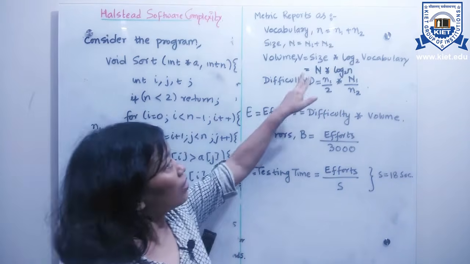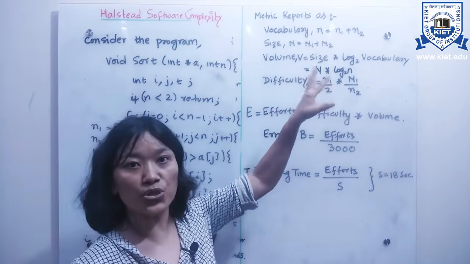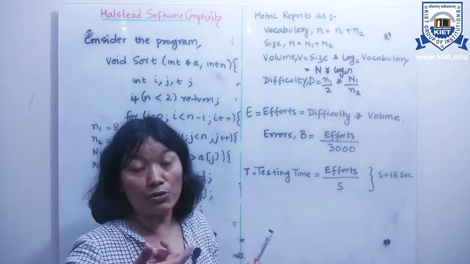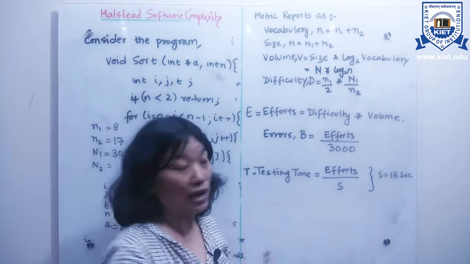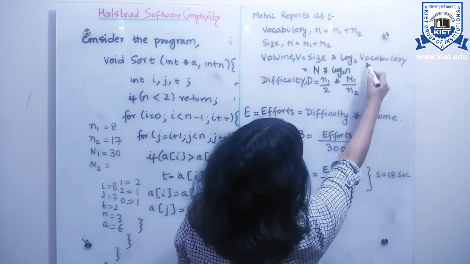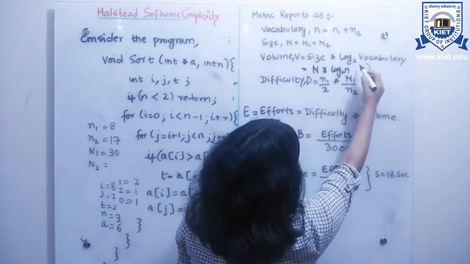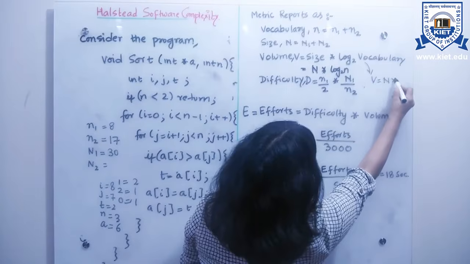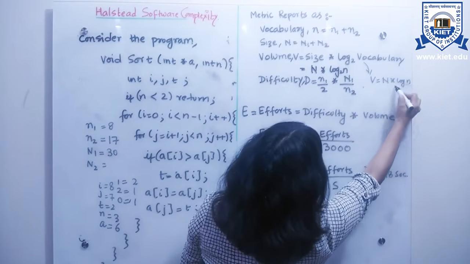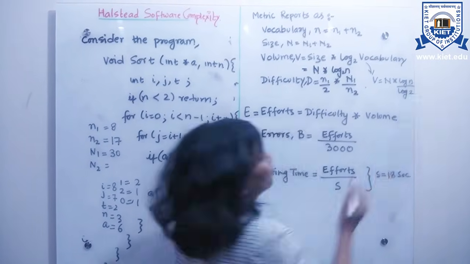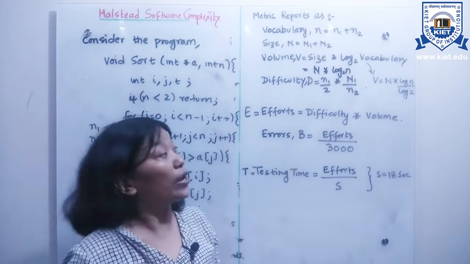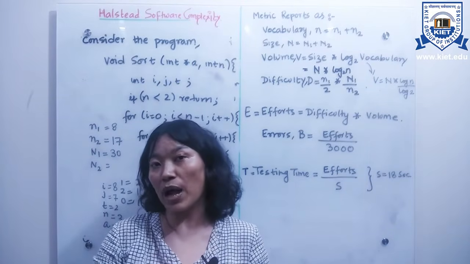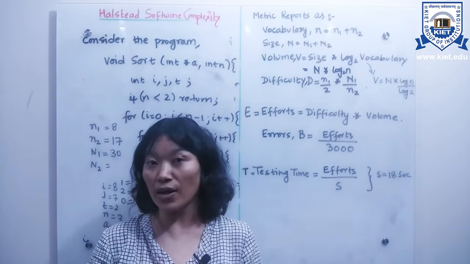One problem would occur once you calculate the log base 2 of the vocabulary with a simple calculator or the calculator given in mobile phones. Then as simple as that, you will calculate this as log 2 of vocabulary, basically V is equal to N into log N upon log 2. As simple as that. So I hope the calculation of software metrics by using Halstead analysis is not that complex.